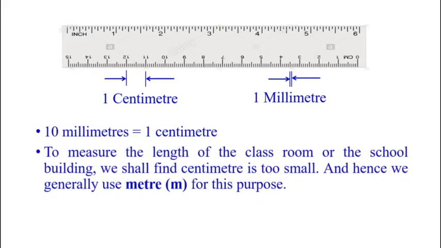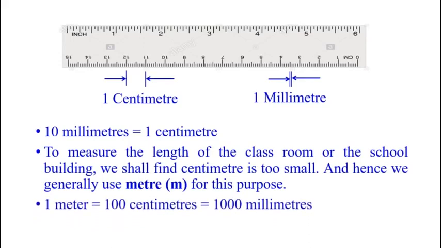To measure the length of the classroom or the school building, we shall find centimeter is too small and hence we generally use meter for this purpose. One meter is equal to 100 centimeters. That is equal to 1000 millimeters.